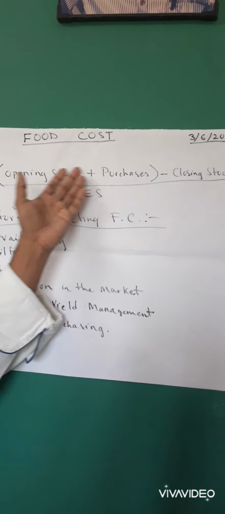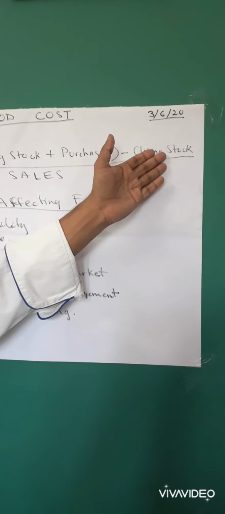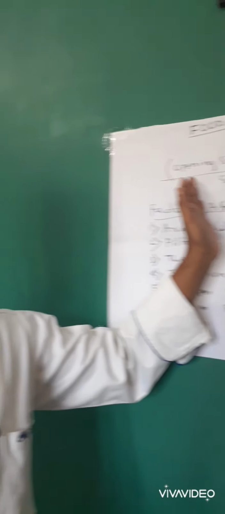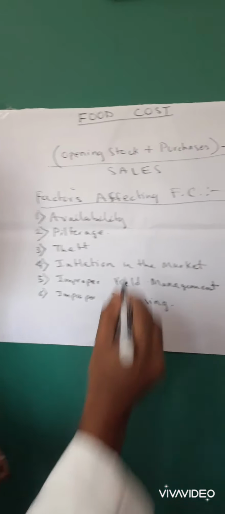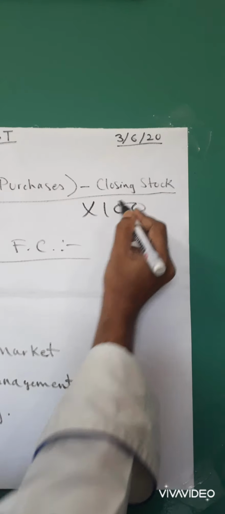So before I close this, I will sum up today's topic, which is food cost. Food cost, as I said, is defined as the total cost or expenditure incurred in preparation of one particular dish. Food cost percentage is derived by the opening stock plus purchases, within the first bracket, minus closing stock, divided by sales, which gives you a number in decimal. When you multiply it by 100, it gives you the food cost percentage. As a thumb rule in the hospitality industry, your food cost percentage should not increase more than 35 to 38%.